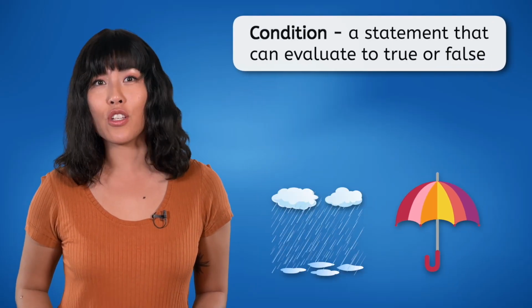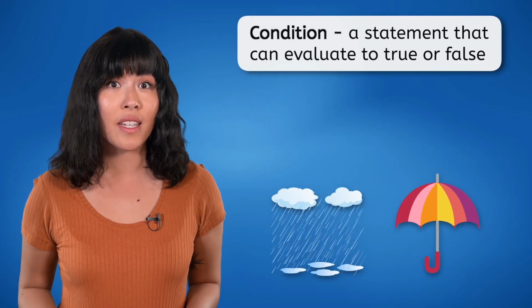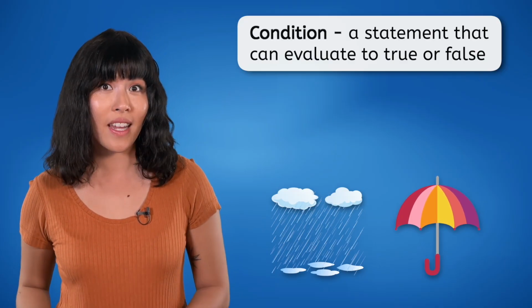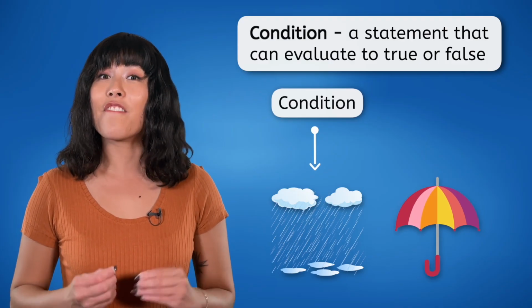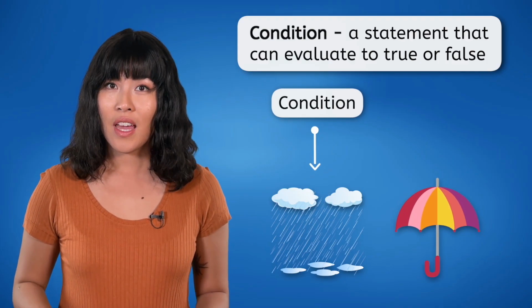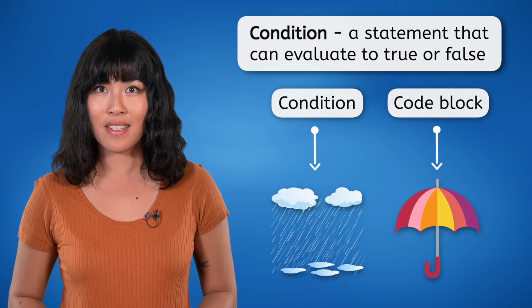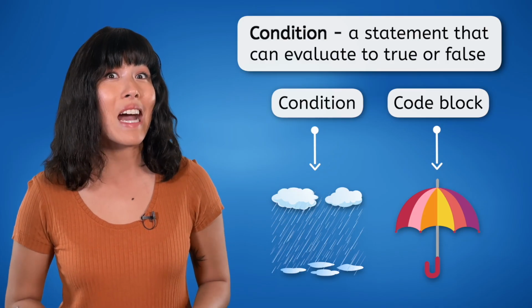Think about decisions you make every day. Before you head outside on a cloudy day, you will probably check if it's raining. If it is, then you will bring along an umbrella. Checking the weather is a perfect example of using an if statement. It's a decision-making tool that helps us respond to a certain condition or a situation. In this case, the condition is whether or not it's raining. A condition is a statement that can evaluate to true or false. If that condition turns out to be true, then we execute the code block below the if statement. In this case, it would be bringing along an umbrella.